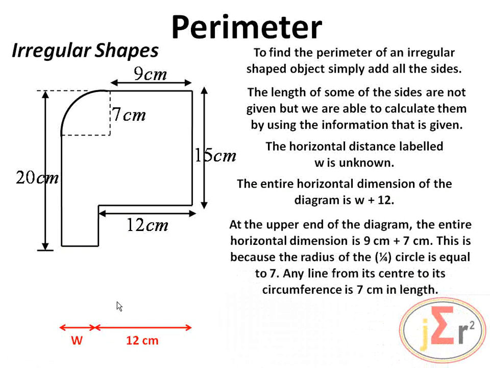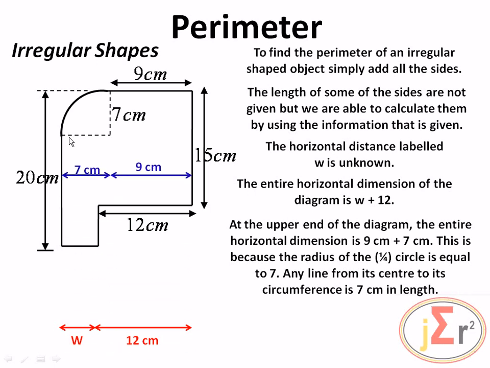At the upper end of the diagram, the entire horizontal dimension is 9 centimeters plus 7 centimeters. This is because the radius of the quarter circle, or the radius of the circle of which that is a quarter, is equal to 7. So we have here, from here to here is 7. This is the radius of the circle. If this is 7, then this is 7, because the radius has to be 7.